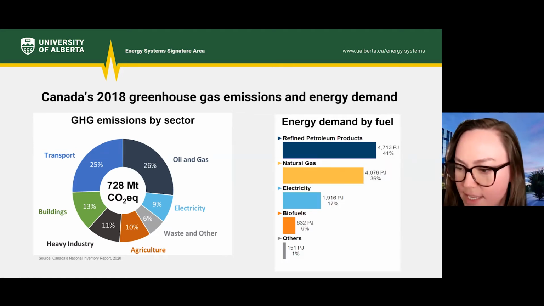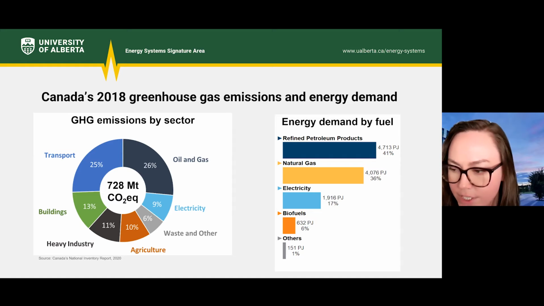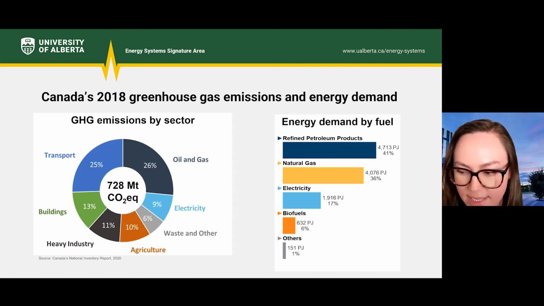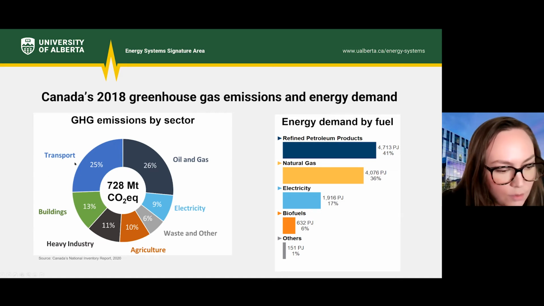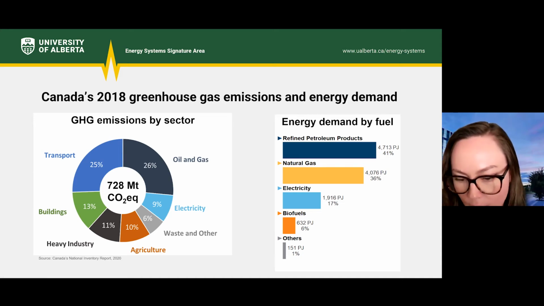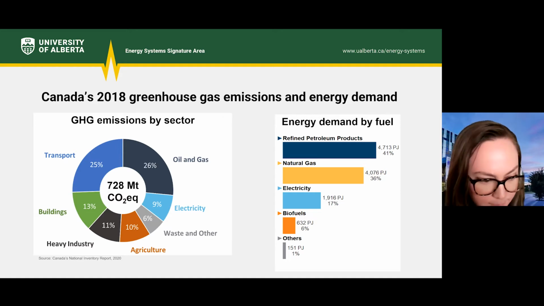So on the right, you can see the energy demand by fuel for Canada in 2018, and you can see that electricity is actually only 17% of the total energy demand in 2018, and that the majority of that energy demand was actually met by refined petroleum products, so things like gasoline and diesel, and natural gas. And so decarbonizing, getting to net zero, will require that we address the greenhouse gas emissions, not just from our electricity supply, but also from our demand for fossil fuels, as well as those embodied emissions.